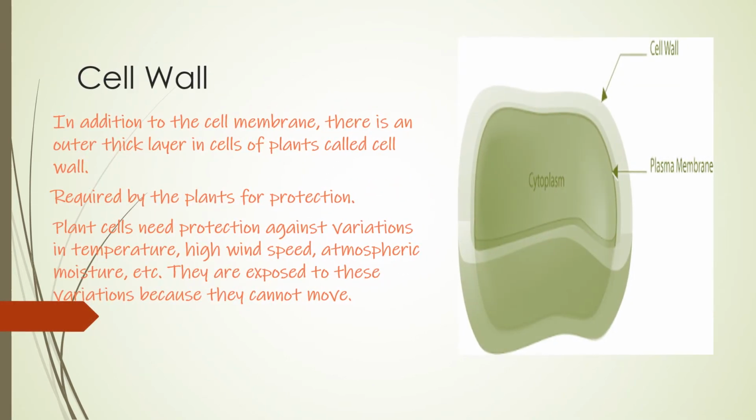The cell wall. In addition to the cell membrane, there is another outer thicker layer in cells of plants called the cell wall. It is required by plants for protection. Plant cells need protection against variations in temperature, high wind speed, atmospheric temperature, etc. They are exposed to these variations because they cannot move.